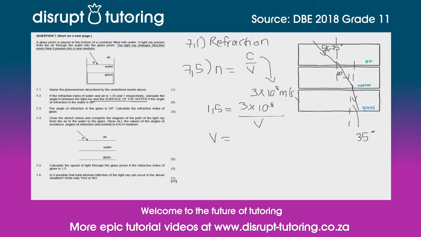So then we get v is equal to 2.8 × 10^8 meters per second. So that's how fast this light ray travels through glass. Great.